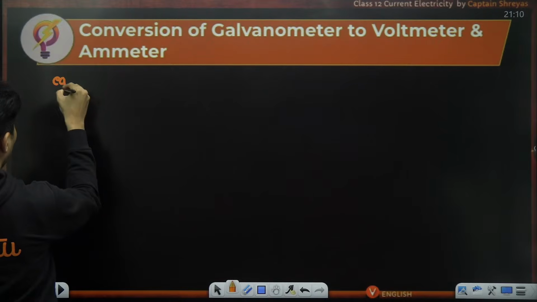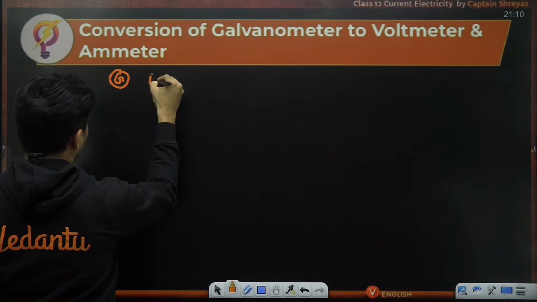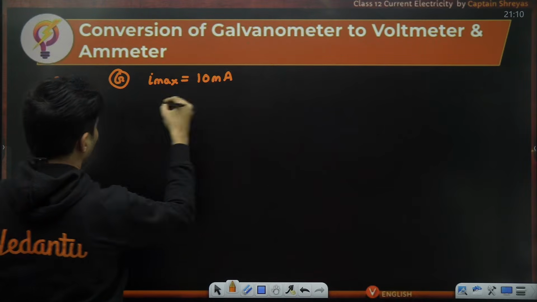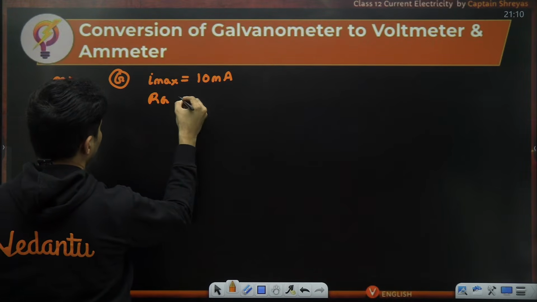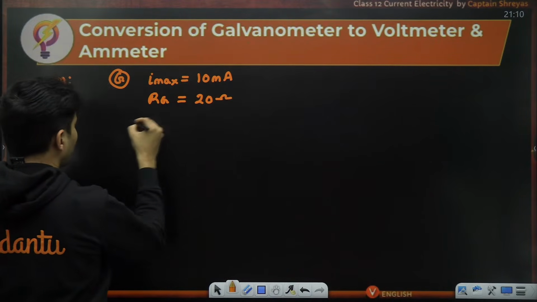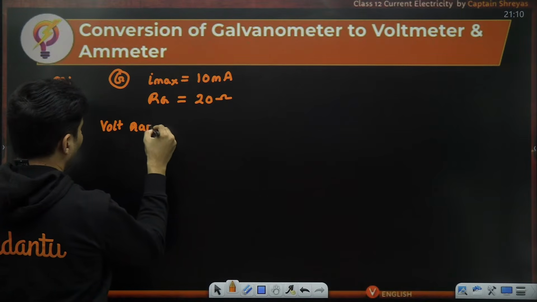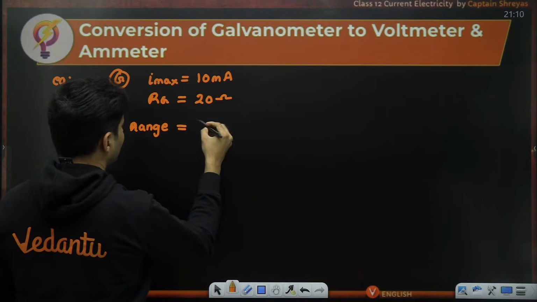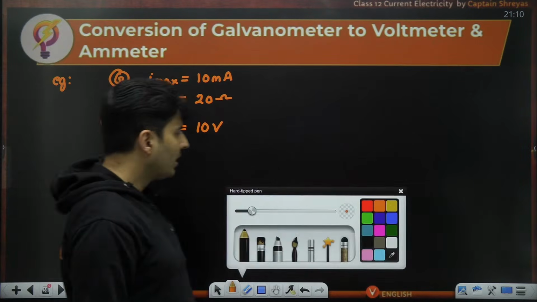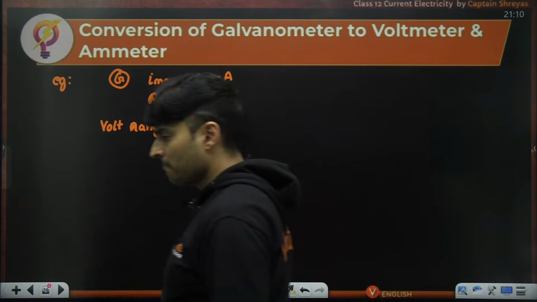Say, I tell you that I have a galvanometer whose maximum deflection is 10 milliamperes, and the coil resistance of the galvanometer is, for example, 20 ohms. I want a voltmeter whose range is, for example, 10 volts. What should I connect in series so that it becomes a voltmeter of 10 volts?